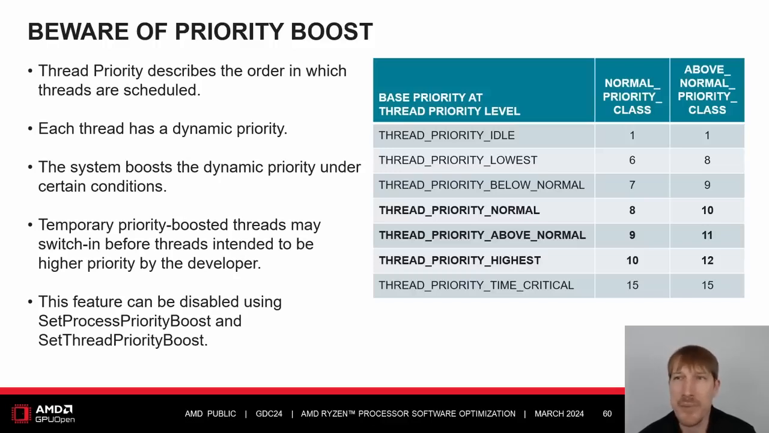Thread priority describes the order in which threads are scheduled. Each thread has a dynamic priority. The system boosts the dynamic priority under certain conditions such as foreground window change, user input, timer messages, and satisfied wait conditions. My colleagues have observed cases where temporary priority boosted threads switched in before threads intended to be higher priority by the developer. In these cases, the user experience improved by disabling priority boost. The SetProcessPriorityBoost and SetThreadPriorityBoost functions can be used for this purpose.